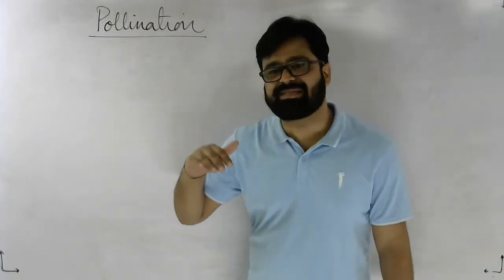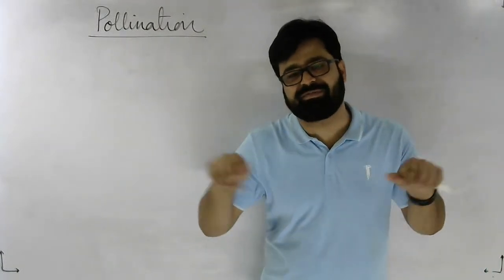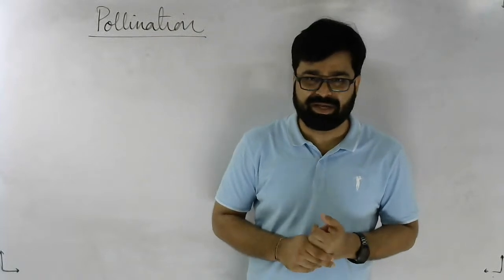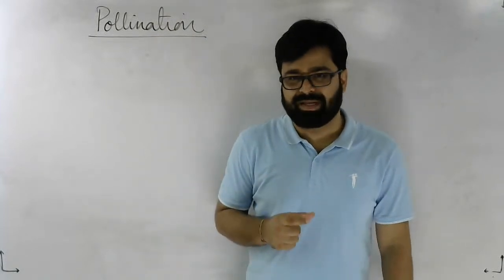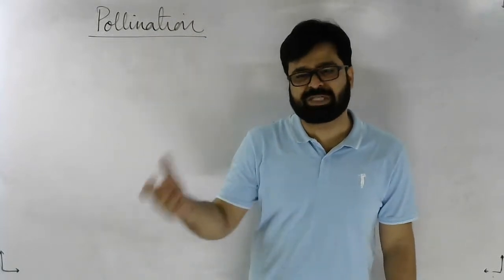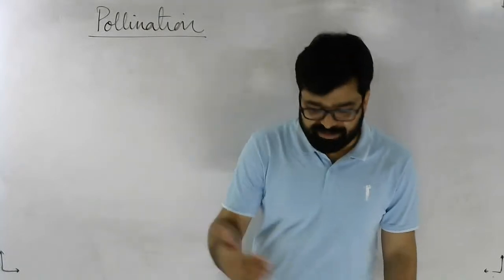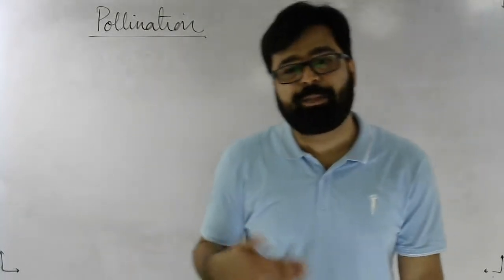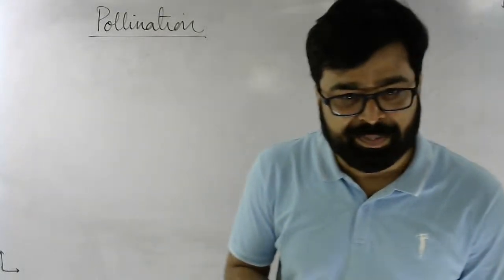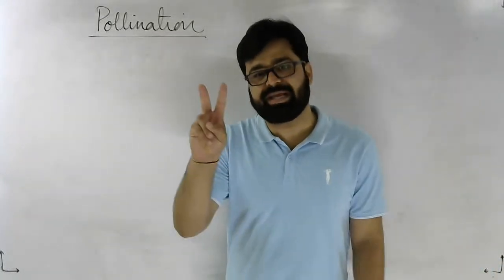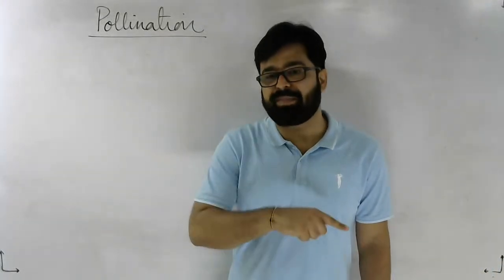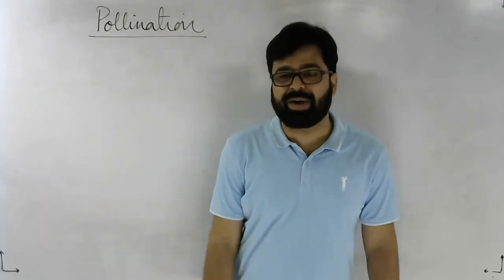In the last class, we discussed the different types of pollination, right? In short, self-pollination and cross-pollination. And then we discussed the various pollinating agencies also. Pollinating agencies mainly are of two types: number one, biotic, and then abiotic.